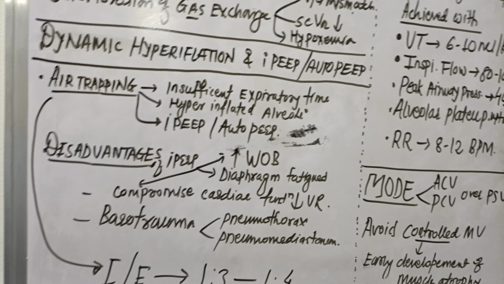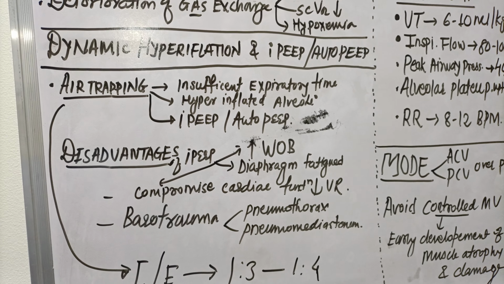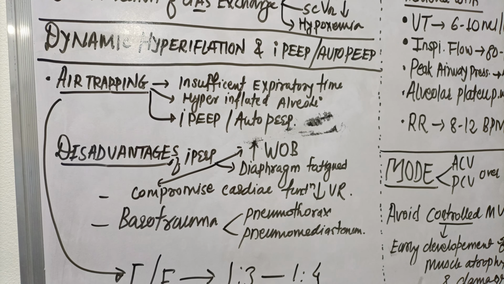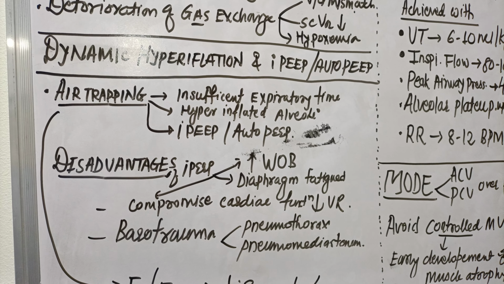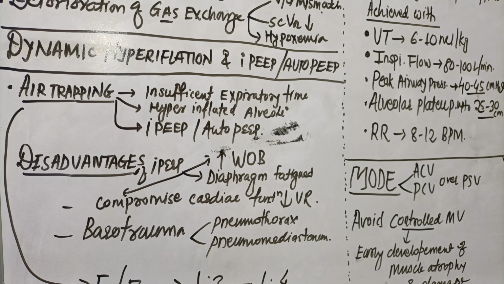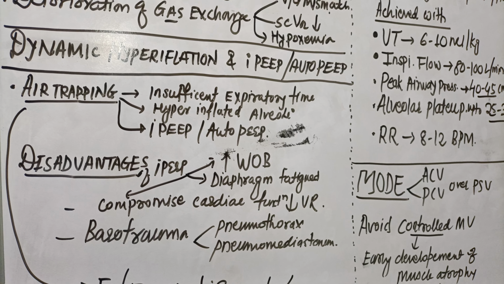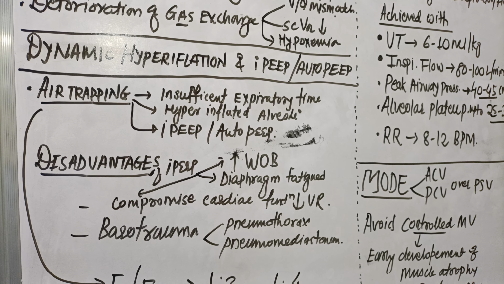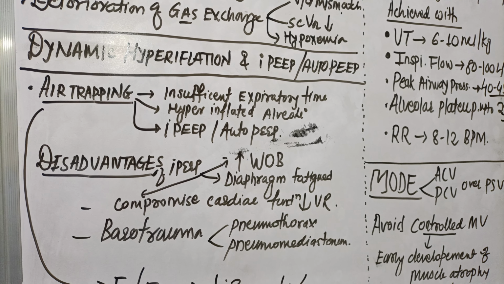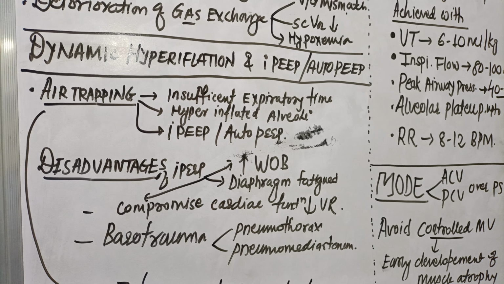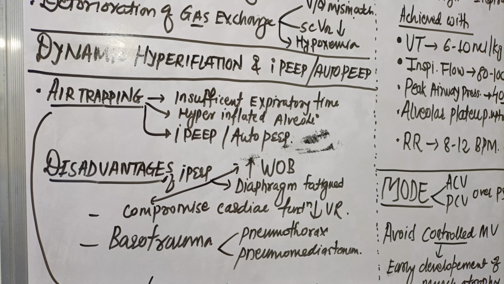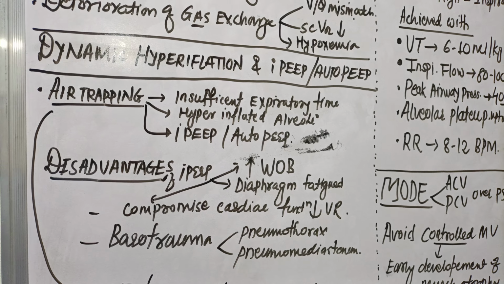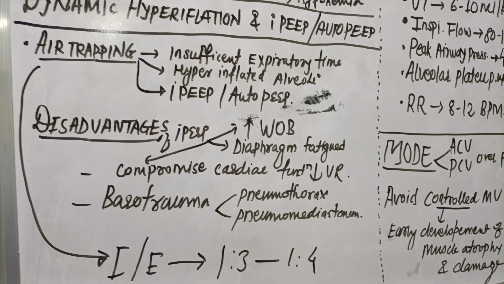So, what is dynamic hyperinflation or intrinsic PEEP? What happens during COPD? There is loss of elasticity and more air remains, and the expiratory time is insufficient to expel this air. So over time there is a build-up of air, the air remains behind, and auto PEEP or intrinsic PEEP develops. So what are the disadvantages of intrinsic PEEP?